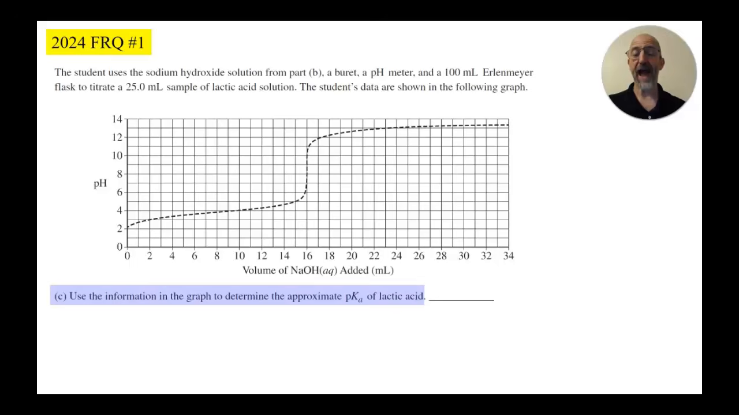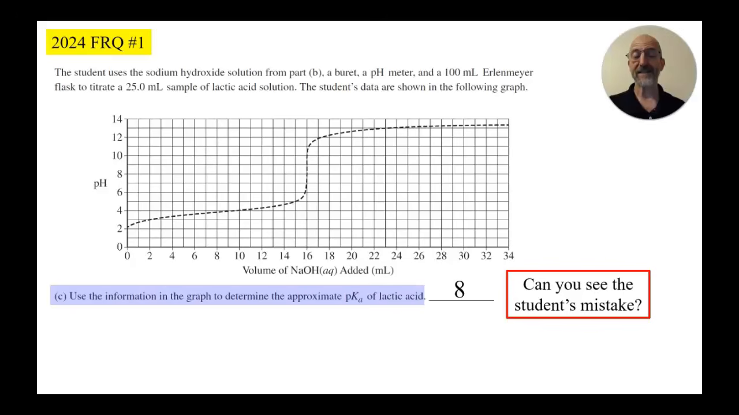Let's go ahead and find the halfway point again to determine the approximate pKa. Now, what the student did incorrectly is they wrote the answer for the pKa like this. Again, we're not exactly sure why they wrote 8 instead of the correct answer, which is going to be approximately 4, maybe around 3.9 or so. So is it possible that they looked at the wrong pH? The pH at the equivalence point, that's incorrect.